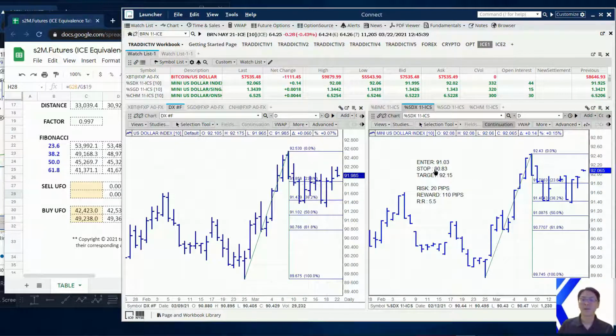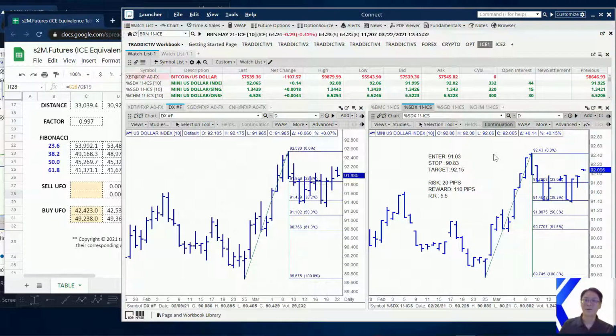Now you may have other techniques that you use to take profits. And that will be the cool thing about the mini dollar index contract, which is, if you wanted to have 2 contracts and take one off at say 1-to-1 or 2-to-1, then you're able to do that, and then let the other contract ride all the way to your final target. Could be one way that you manage your trades.